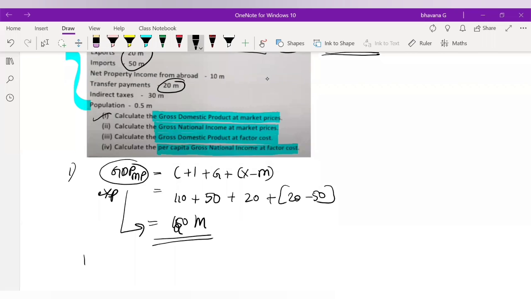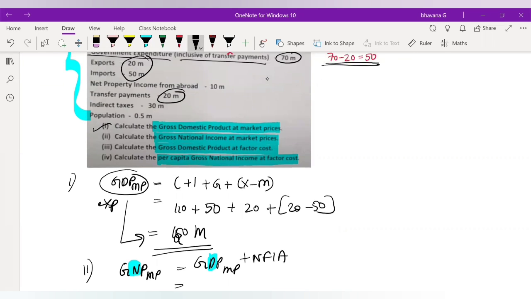Now moving on to the second one. What they have asked us is to find gross national product at market price. Using the GDP MP itself, we will find it. What is the difference between both here? Here it is national, here it is domestic. So you just have to do plus NFIA to convert domestic into national.